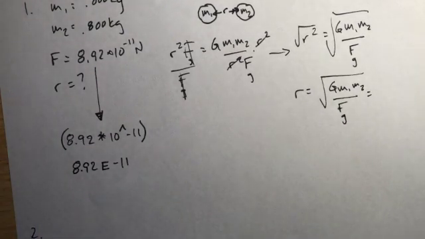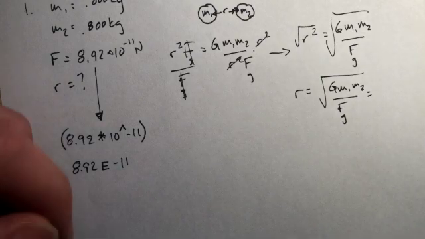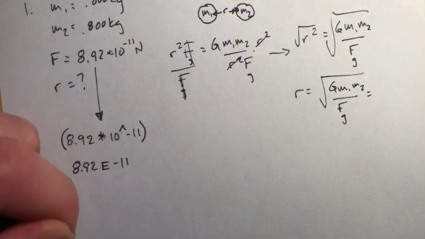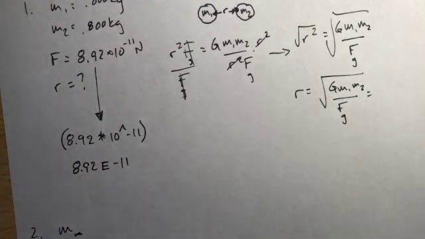Number two, Mars has a mass of about 6.4 times 10 to the 23rd kilograms, and its moon Phobos has a mass of about 9.6 times 10 to the 15th kilograms. If the magnitude of the gravitational force between the two bodies is 4.6 times 10 to the 15th, how far apart are Mars and Phobos? So what do I know? I have two masses again. I have the mass of Mars, which I'm going to call MM instead of M1.